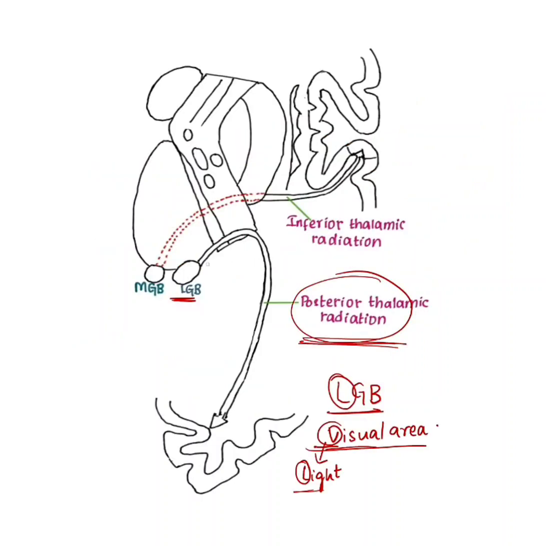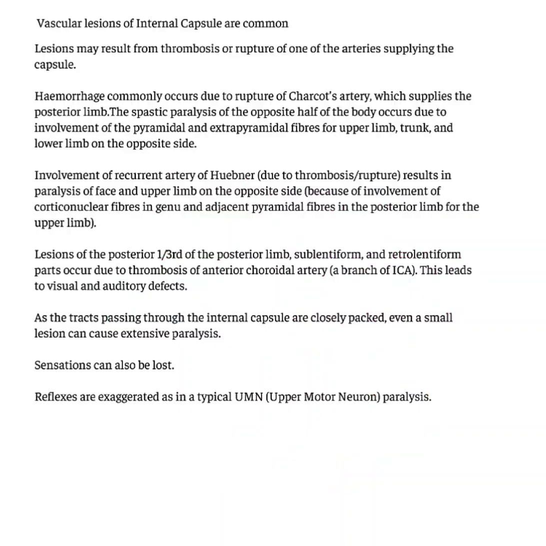The fibers of posterior thalamic radiation or optic radiation pass through the retrolentiform part. Due to involvement of these fibers, there are visual defects. The fibers of inferior thalamic radiation or auditory radiation pass through the sublentiform part. Due to involvement of these fibers, there are auditory defects. So due to involvement of sublentiform and retrolentiform parts, there are visual and auditory defects.